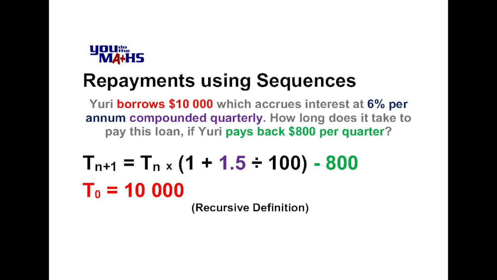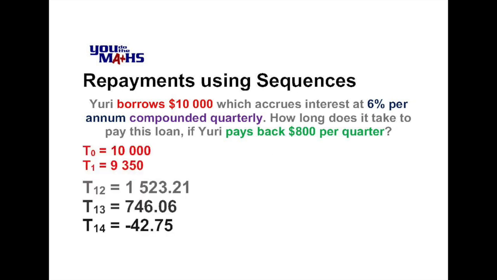So we can use our calculator and this sequence equation to work out what Yuri owes after various quarters. Let's have a look at some values now. So after 0 quarters, he owes $10,000. And after 1 quarter, $9,350. So it's reducing, which is what we'd expect if we're paying off a loan. And the further we go down the sequence, we can see T12, so after 12 quarters is $1,523.21. And then it's reducing at T13, and then at T14, it's actually negative. So that means that Yuri doesn't owe any more money. He's paid off the loan.